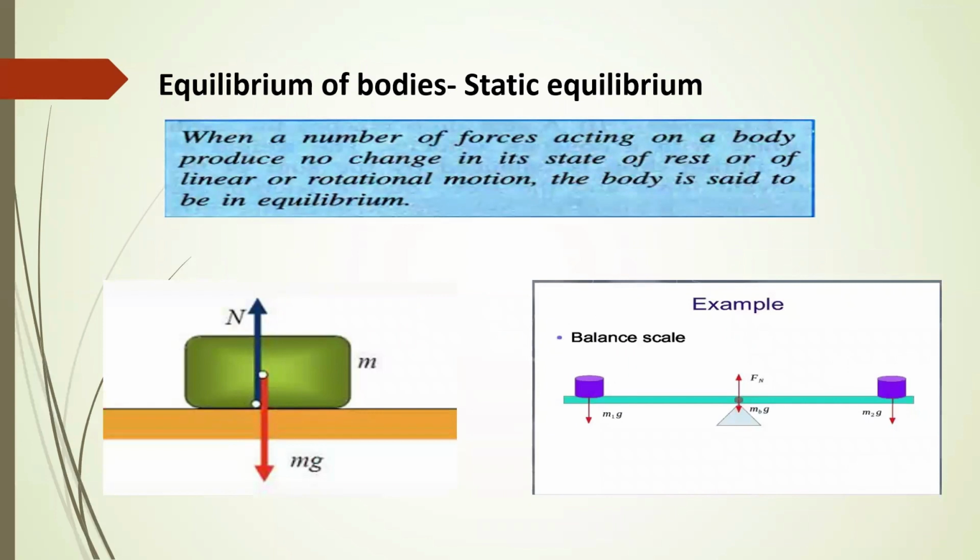Now the concept of equilibrium of bodies. When there is a number of forces, that is, more than one force acting on a body, but the state of the body is not changing, that means the body is either not moving, or it is already moving and is not going to change its state. So the resultant of all the forces is zero. They do not change the state of rest or of linear motion. That means if the body is in a state of rest, it will remain at rest. If it is moving, it will keep on moving.